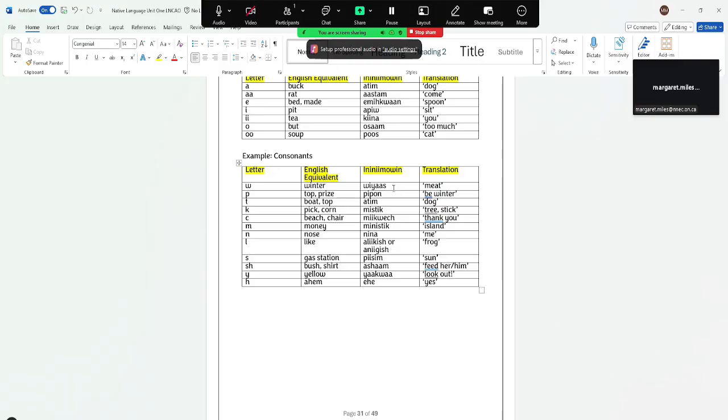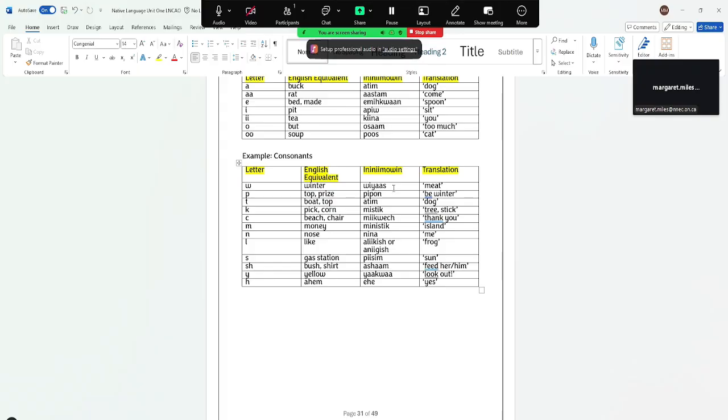The P sound, an English equivalent would sound like top or prize. In the language, pipwan, which means winter. The sound T, English equivalent, it would be boat or top. Atim, dog.